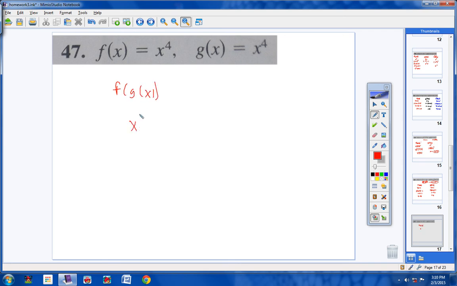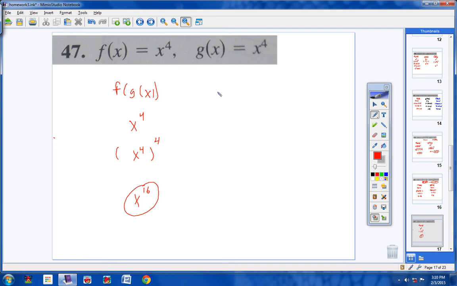put your f function. Now where the x is, put a pretty big parentheses. Next is g, so pick up g and put it right here. X to the 4th raised to the 4th is not x to the 8th. It is not. You multiply those and you'll get x to the 16th, okay? Very important you understand that. And so the domain would be all real numbers, okay?